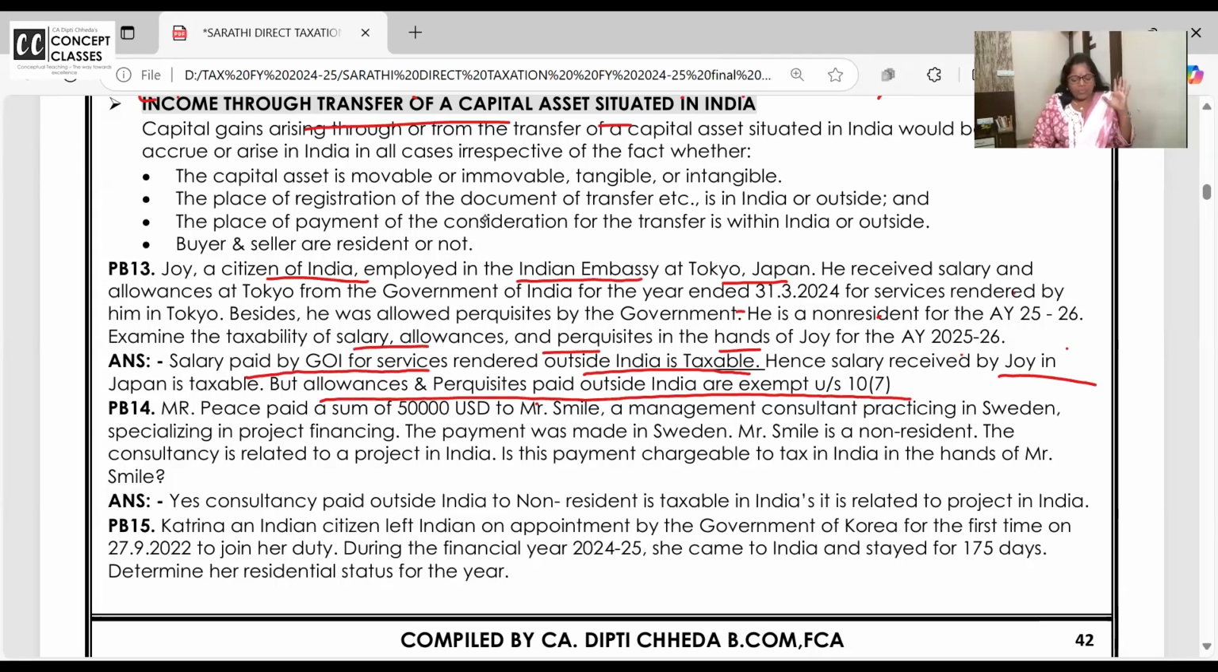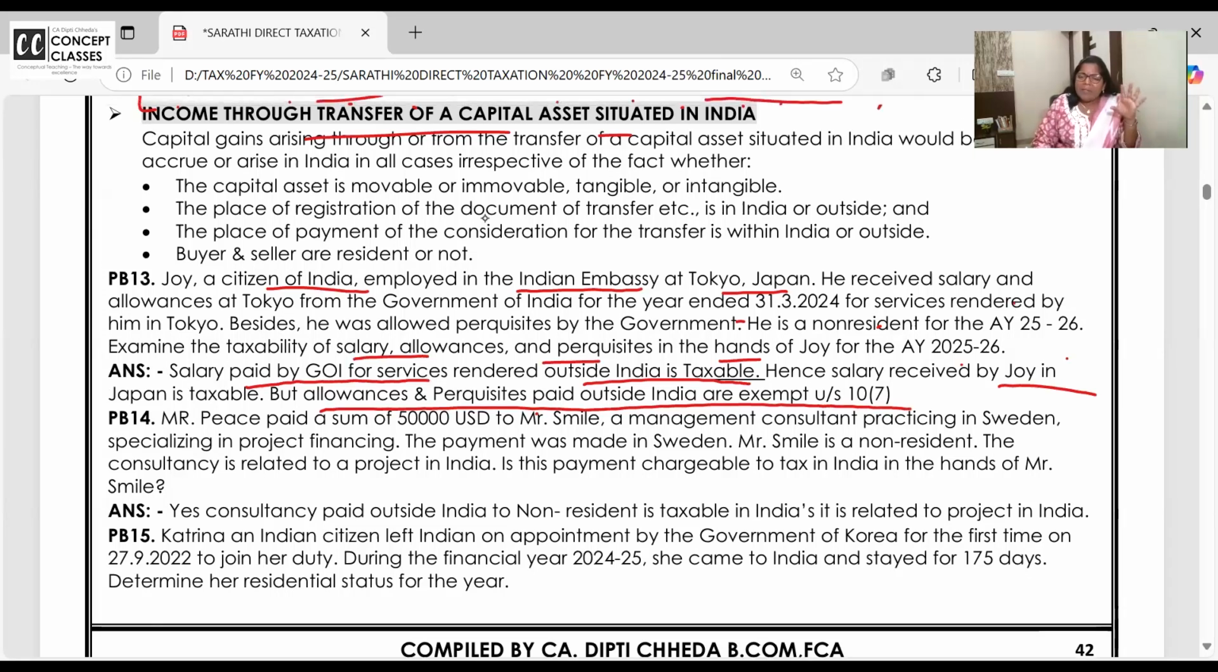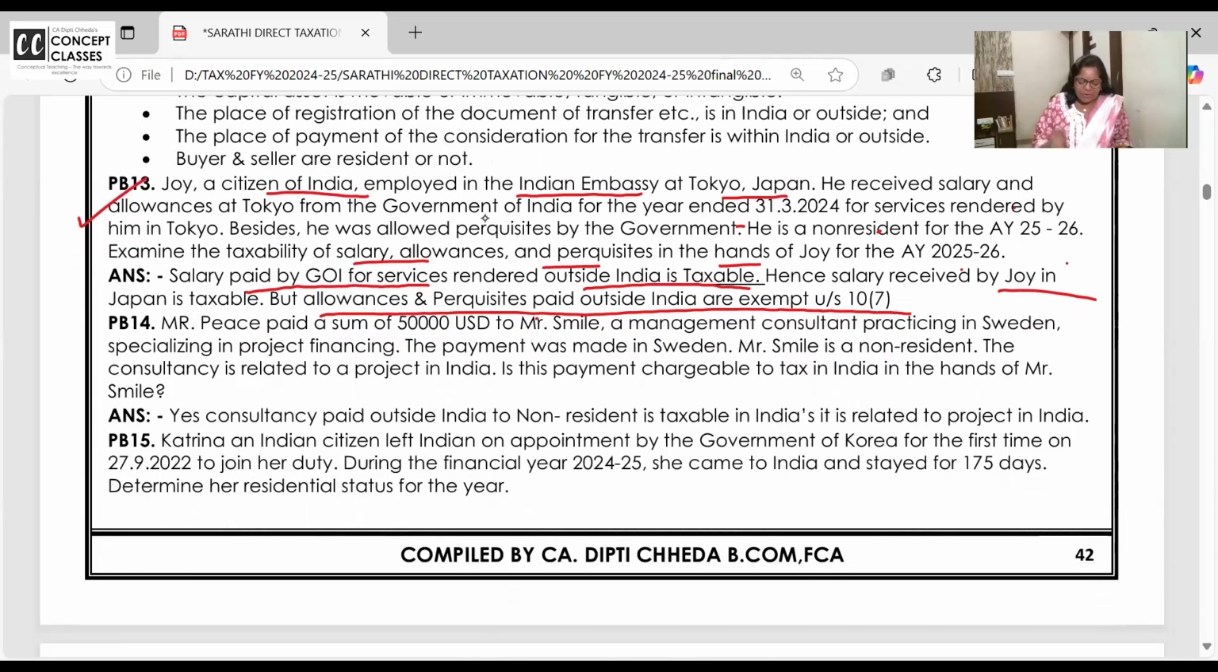Now ask your doubts in problem number 30. Concept समझने में कभी भी time लगता है. To understand, to learn, to analyze, it will take time. But application should be easy. Is problem number 13 clear to all of you? Yes, ma'am. Thank you.